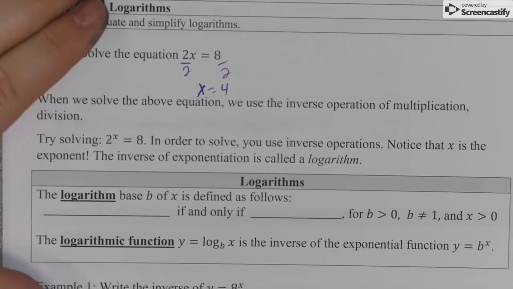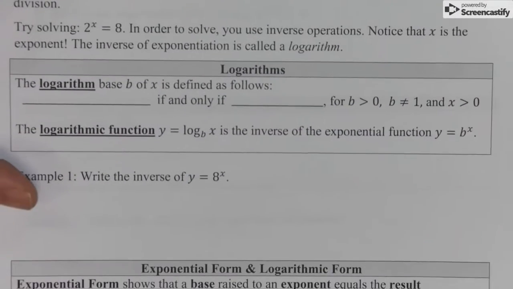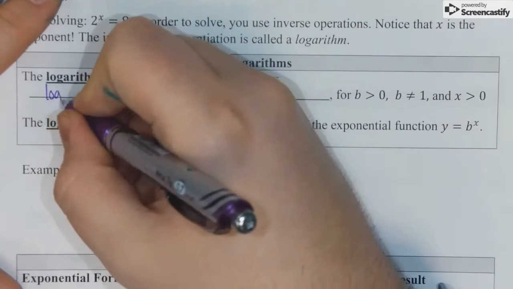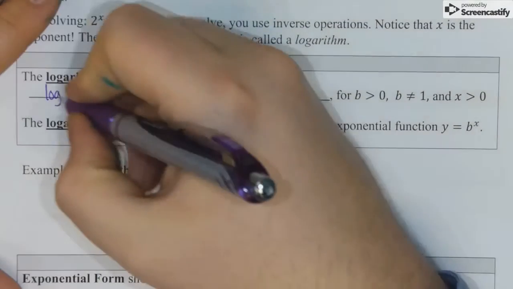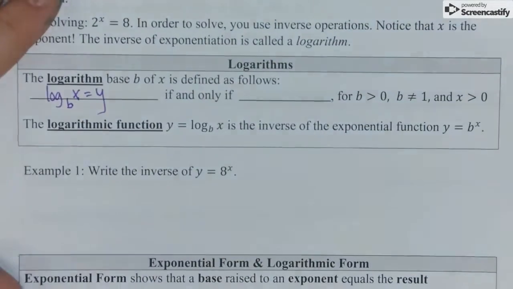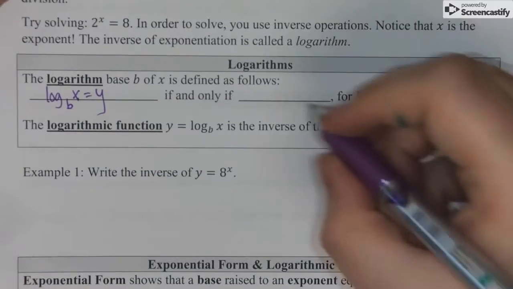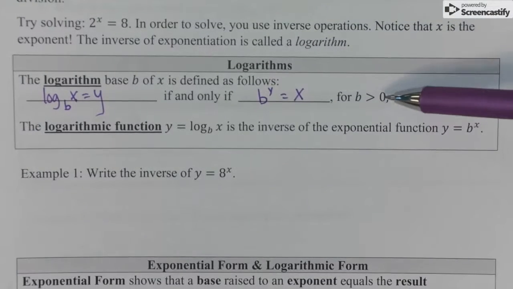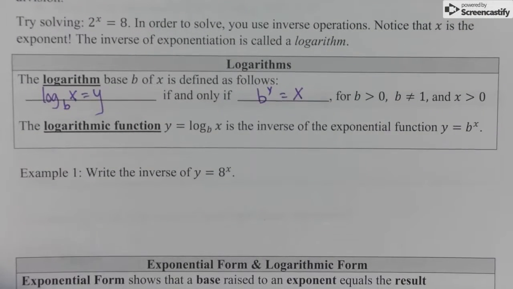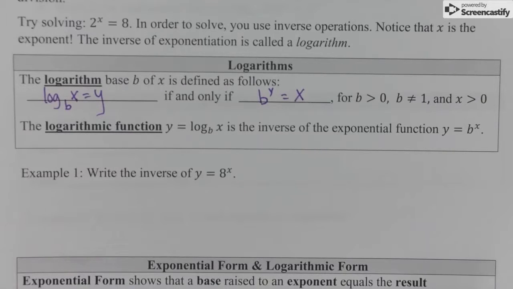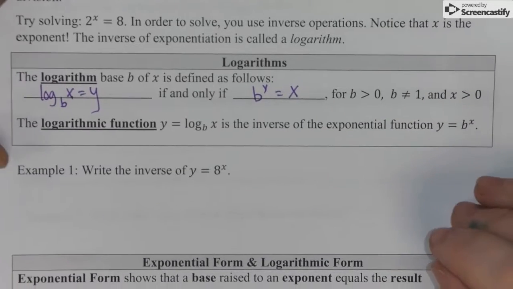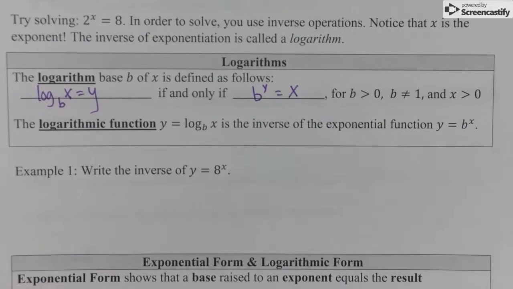Logarithms, so this is like a definition of logarithms. The logarithm base b of x is defined as follows. Log base b of x equals y if and only if b to the power of y equals x. And we have some restrictions. b has to be bigger than 0, b cannot equal 1, and x has to be bigger than 0. Strictly bigger than 0, it does not say bigger than or equal to 0. So if x is equal to 0, we would get something undefined.